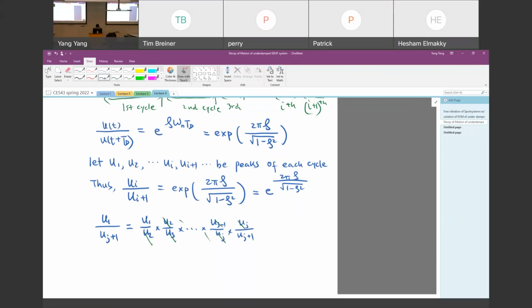So that's why we know that U1 over U2 is equal to the same ratio, and how many ratios do we have here? We have J. The number of ratios is equal to J. So that means this is equal to e to the power of J times the ratio.